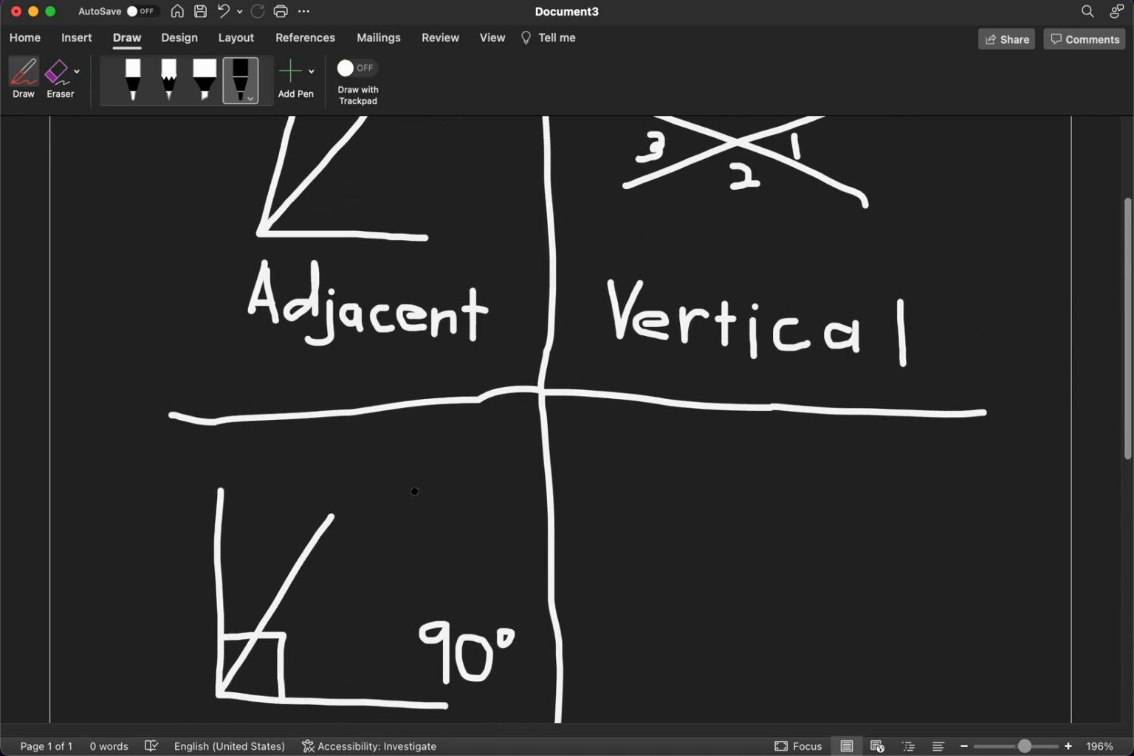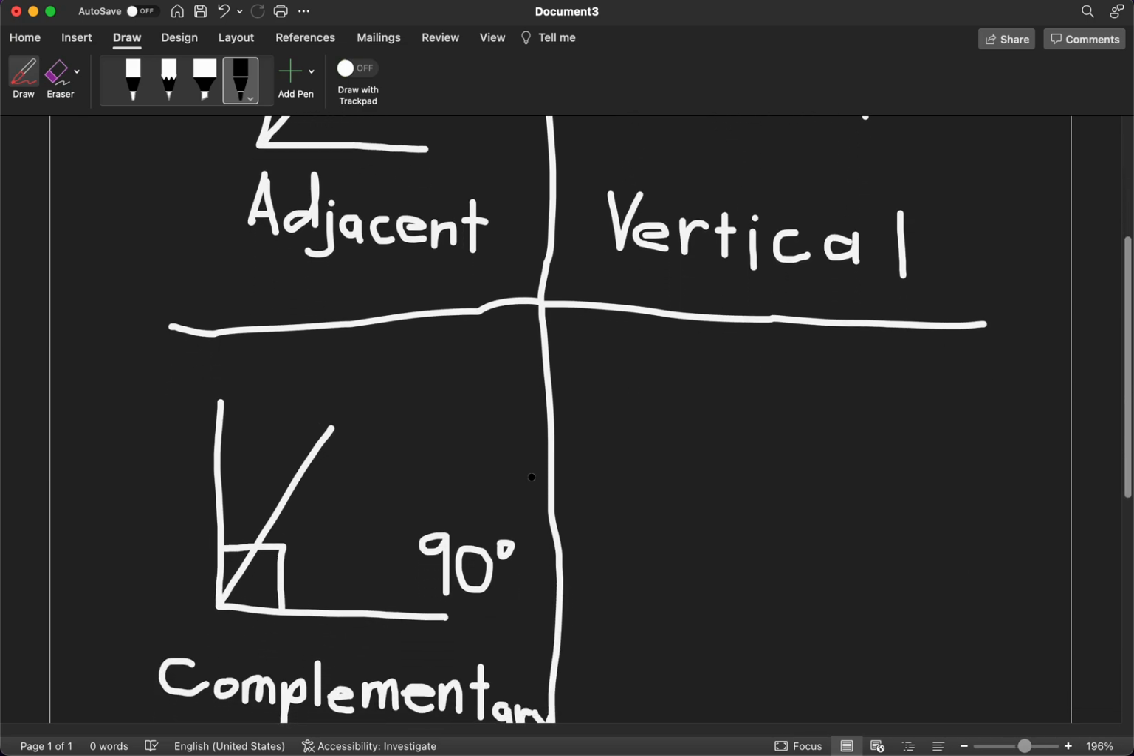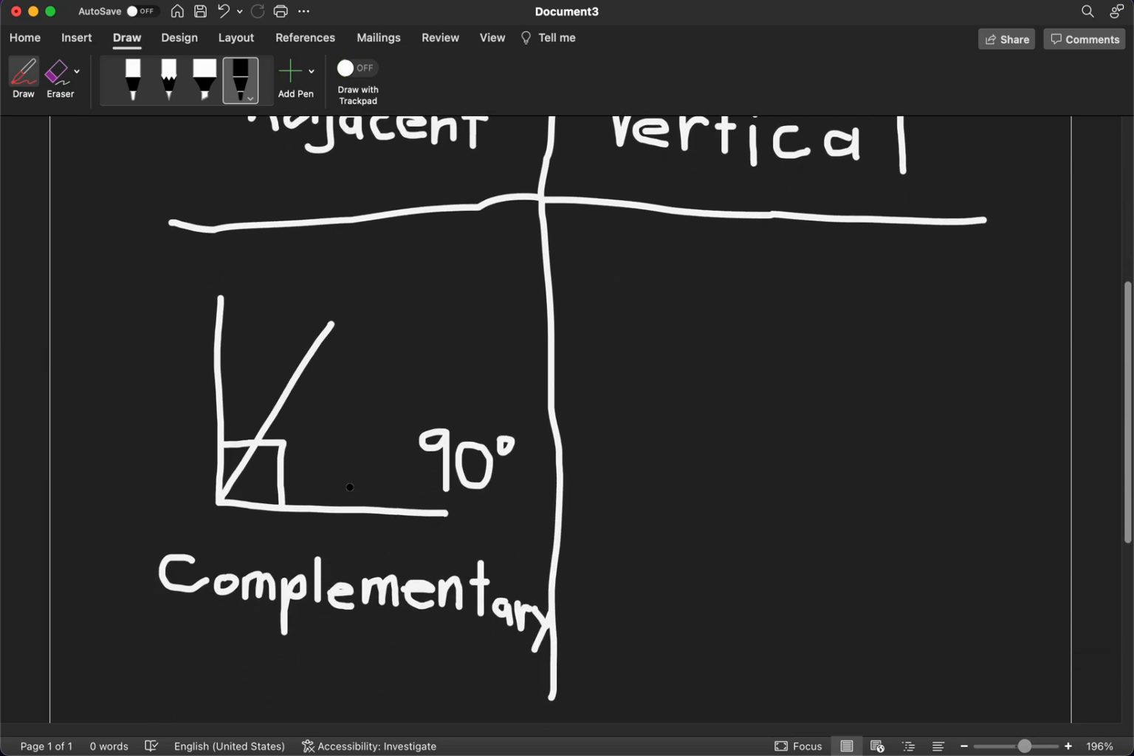So we have gone over adjacent angles, angles that are next to each other, vertical angles, angles that are opposite each other, and complementary angles, angles that add up to be 90 degrees. The last kind that we need to know is the supplementary angle. So supplementary angles happen when I have a long line, well, just a line, that is a straight angle essentially.